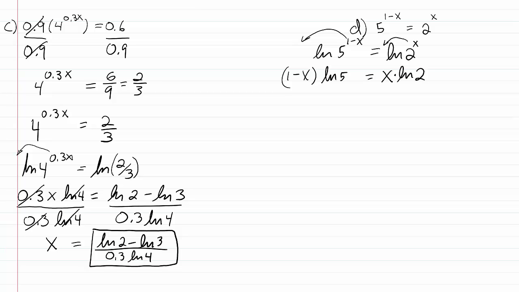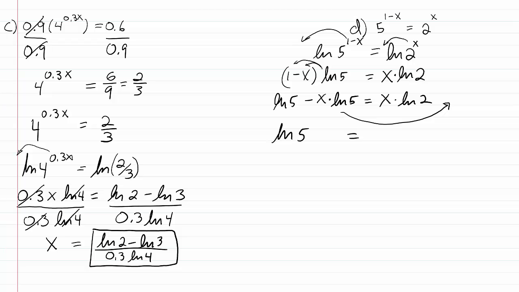Now from here I'll have to distribute because I want to get the x away from that 1. The only way to do that is to distribute in the ln of 5. So ln of 5 times 1 is ln of 5. ln of 5 times negative x is negative x times ln of 5, is equal to x times ln of 2. All right, now we want to get the x's together on one side of the equation, so I'll move the x over here, making it positive. So I'll end up having ln of 5 on the left-hand side. On the right-hand side, I'll have x times ln of 2 plus x times ln of 5. So remember, when that negative x ln of 5 crosses the equal sign, it becomes positive.